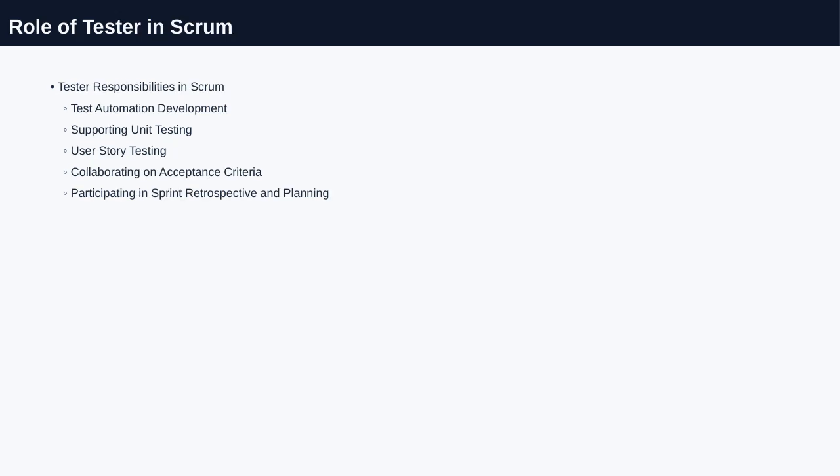In Scrum, testers play a crucial role that goes beyond just finding bugs. They develop automated tests to help catch issues early and support unit testing efforts to ensure code quality from the start. Testers also take the lead in validating user stories by thoroughly testing the functionality as described, making sure it meets the expected behavior. They work closely with the team to define and refine acceptance criteria, which helps clarify what done means for each story.